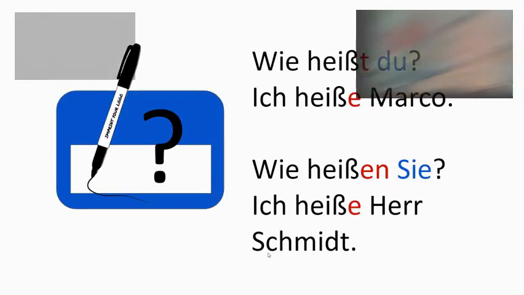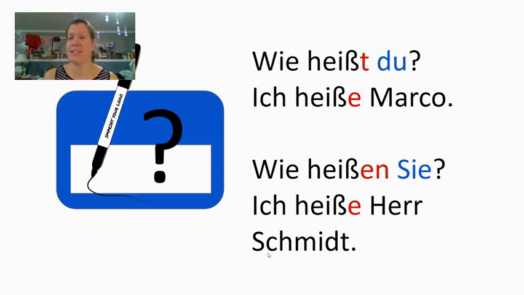Okay. And we started out German by learning these ones. Ich heiße, so wie heißt du? Ich heiße Marco. Okay, that's an example here. Or if you were talking to someone formally, you would say, wie heißen Sie? And you would say, ich heiße Herr Schmidt, Mr. Smith, Herr Schmidt. Okay, and you've noticed here we've got the du and the Sie, and we've got ich. I should have made ich blue too.